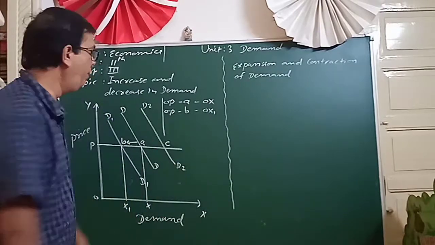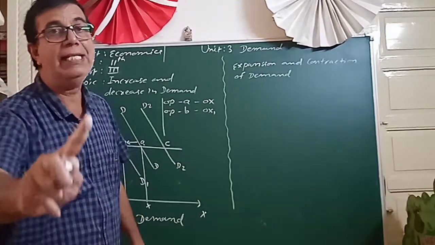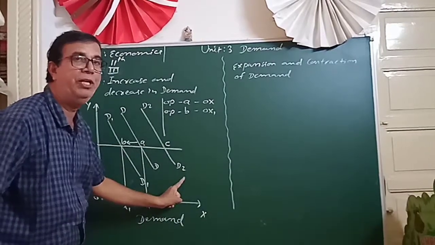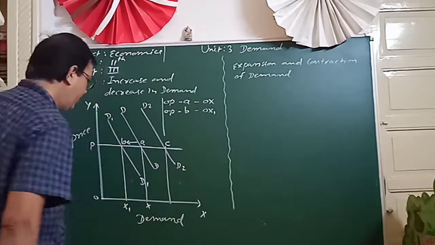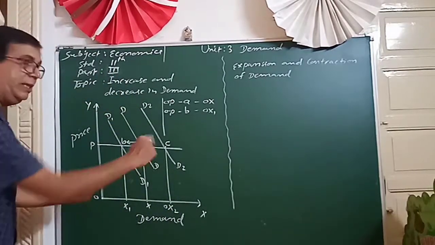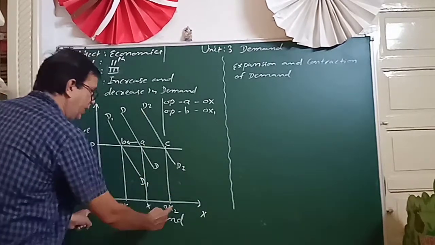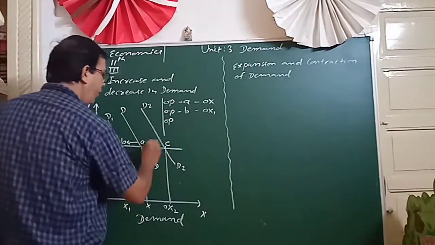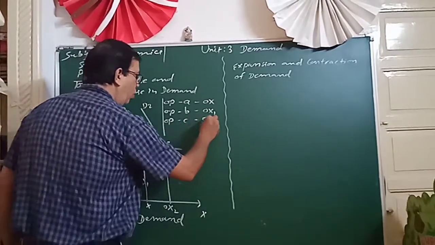Price remains constant at OP, but because of other factors, the new demand curve shifts to the right of the original demand curve DD, and we get D2, the new demand curve. The equilibrium point is C. At that time, demand is OX2. On the original demand curve demand was OX. Now on the new demand curve D2 demand is OX2. Price remains the same OP, but the equilibrium point shifts to the right of the original, and that is C.